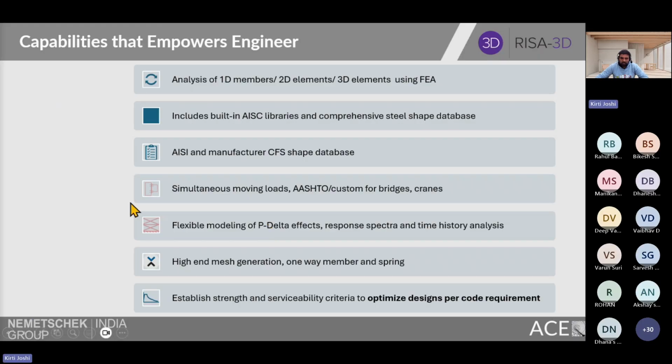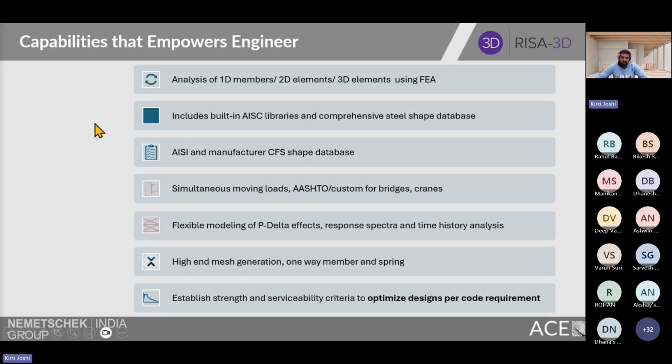So yeah. So RISA 3D also has some other capabilities, like it allows for the analysis of both the 1D members, which may be either beams, columns, or braces, or for the 2D elements like the plates and walls, and even for the 3D solid elements using the finite element method.